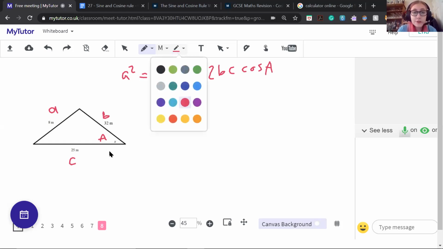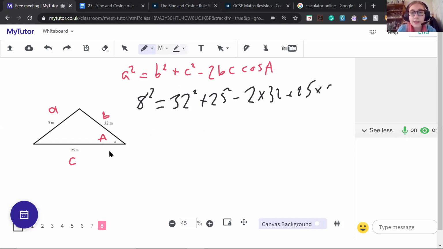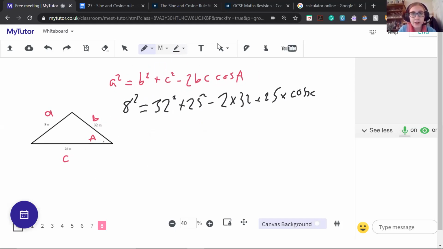And then we just literally plug these values into here. So our little a is 8 squared. So 8 squared equals b squared plus c squared minus 2 times b times c times cos a. And this time our a is our x. So hopefully you can see how I've got all of those values into there. I've literally just labeled up the triangle and popped everything into there.